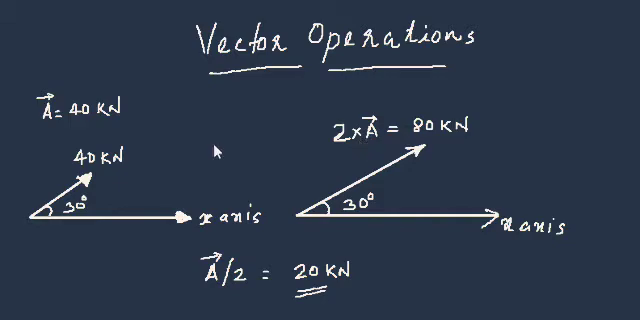If you are dividing force vector A by 2, that will give you 20 kN, 40 divided by 2, and that will give you 20 kN. Again the direction will be same, 30 degree with the x-axis.